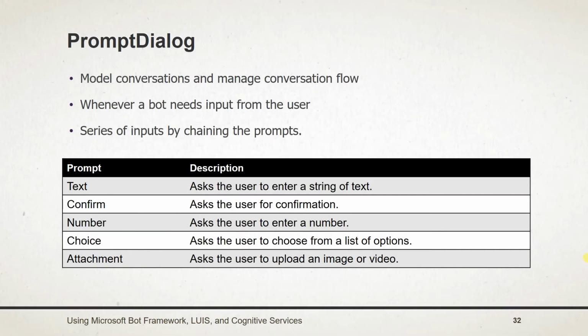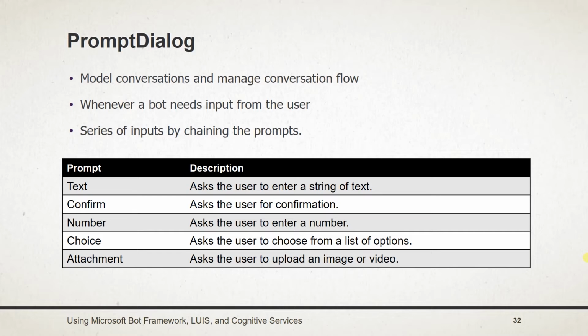There are prompt dialogues available for you to use to manage conversation flow, and each of them will render differently on several channels. Prompt dialogues allow the users to model conversation and manage conversation flow. The prompt is used whenever a bot needs input from the user. You can use prompt to ask a user for a series of inputs by chaining the prompts.